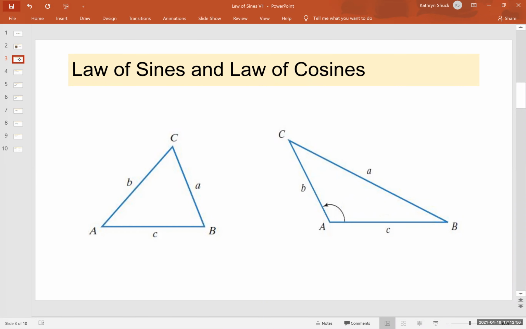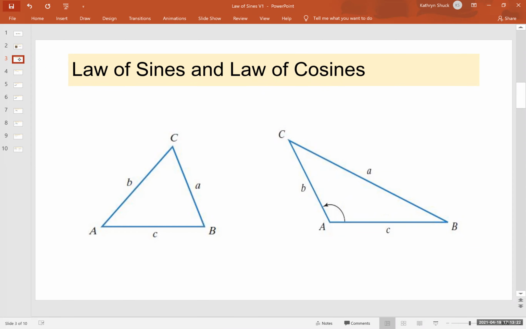Now, as you know, any triangle has three sides and three interior angles. So given three of those six elements, with one exceptional case, given any three of those elements, we can find the other three using the law of sines and the law of cosines.